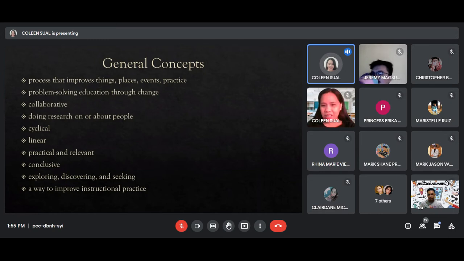You gather data, analyze and interpret the data, and then after analyzing the data, you express or suggest a solution to the problem. Then you inform the authorities about the results. It's linear, so it's both. Action research is cyclical and linear. It is linear because you cannot skip any of the process.